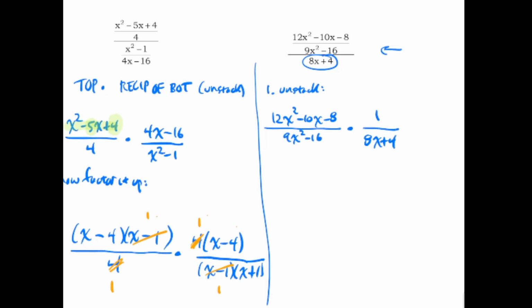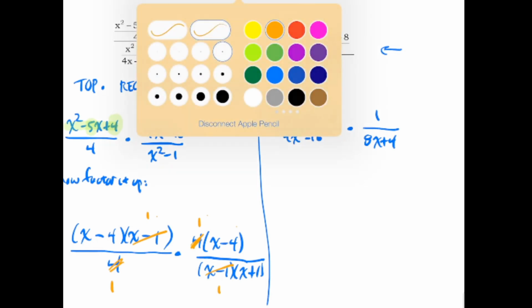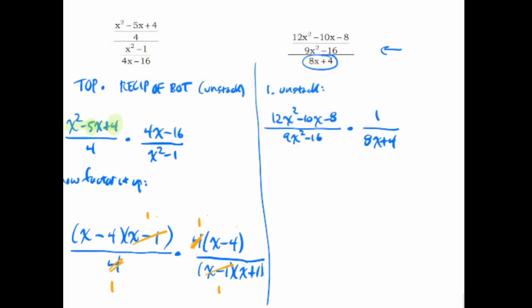Factoring time. Well, before we get too far unfoiling this, notice these are all even numbers, 12, 10, and 8. That's always what you want to do first, I promise. If you can pull something out, even if it's a 2, pull it out. So I pull a 2 out, leaving me with a 6x squared minus a 5x minus a 4.